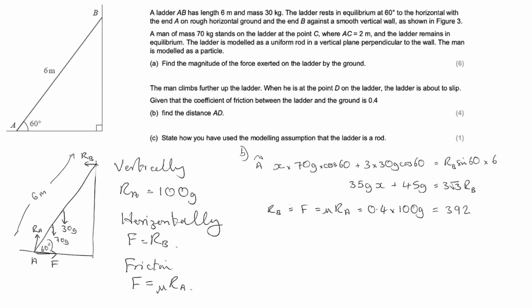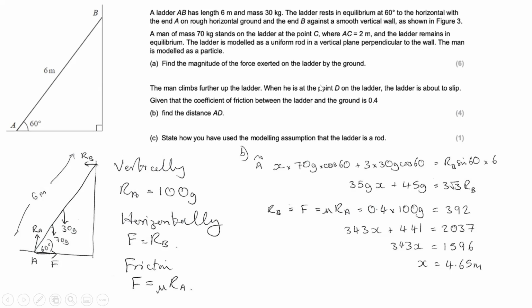392. And I multiply that by 3 root 3, change everything into whole numbers and just solve that simple equation. And I got x is equal to 4.65 meters. When you work that out, always make sure, is your answer sensible? Yeah, well, they've already said it's going to be more than 2 meters, and it is less than 6 meters, which is the length of the ladder.